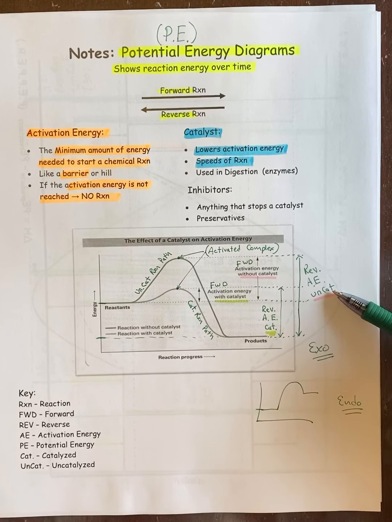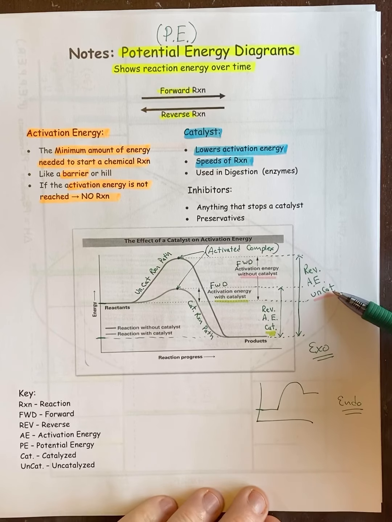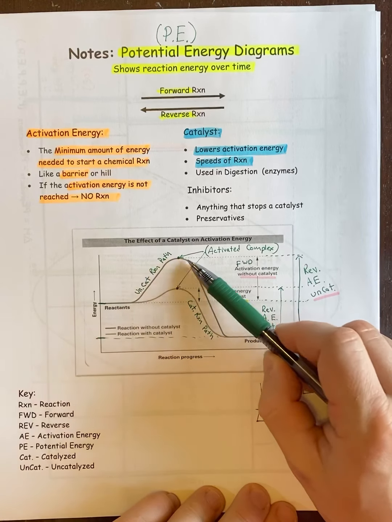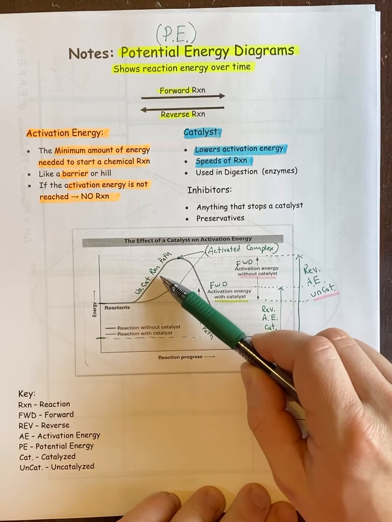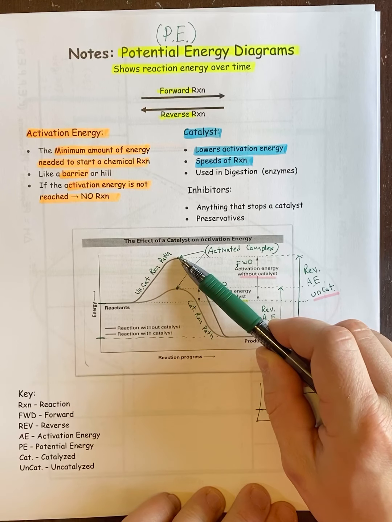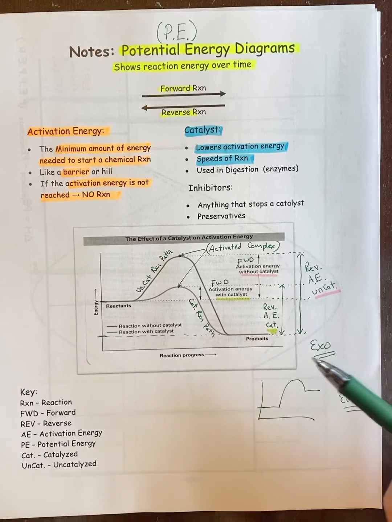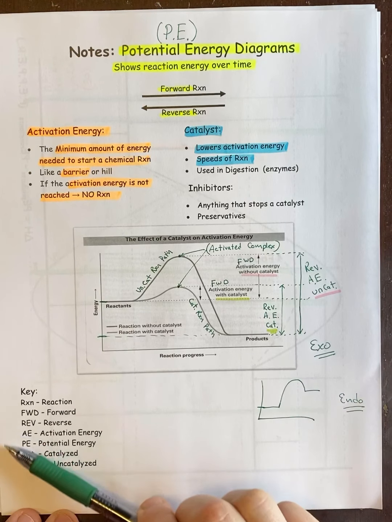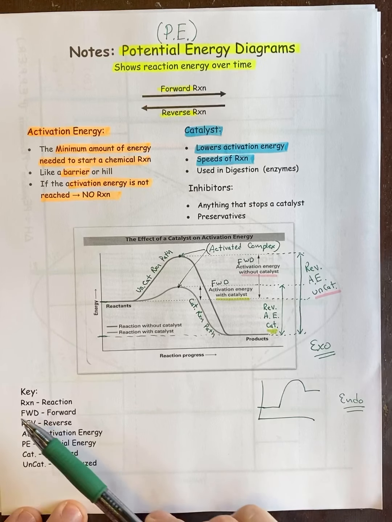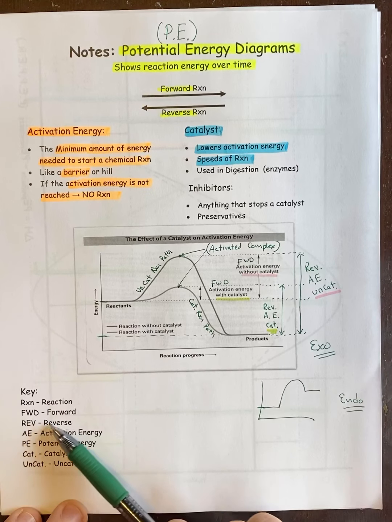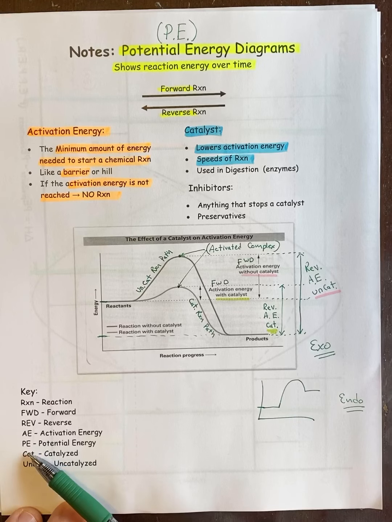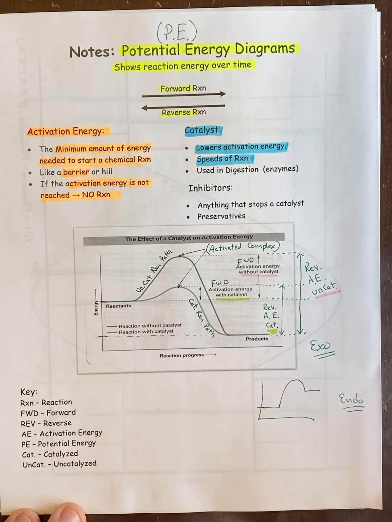All right, so that is what catalysts do. That is what activation energies are. And that's why on PE diagrams, you'll always see two potential hills, because you have the uncatalyzed, which is always going to be the bigger one. And then you'll have the catalyzed, which will always be the smaller one. Now with the abbreviations that I'm doing, I have a key here. This is how I'm going to be abbreviating it. Reaction, FWD, REV, AE, PE, cat and uncat, and here's what they all mean. So now let's look at a full PE diagram.